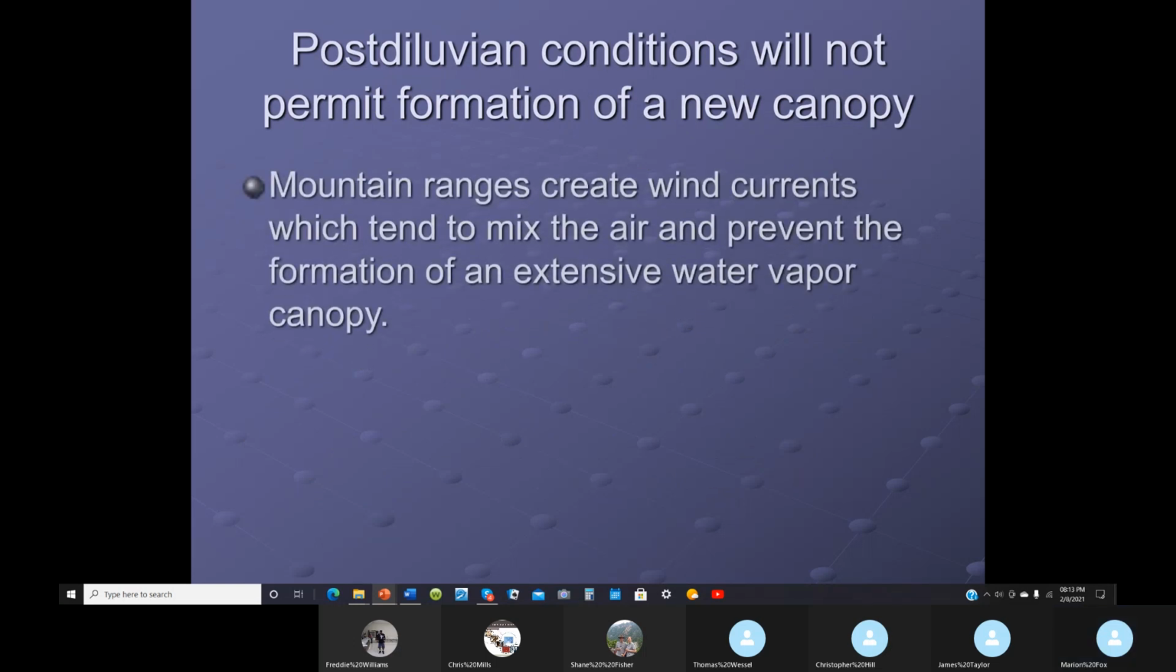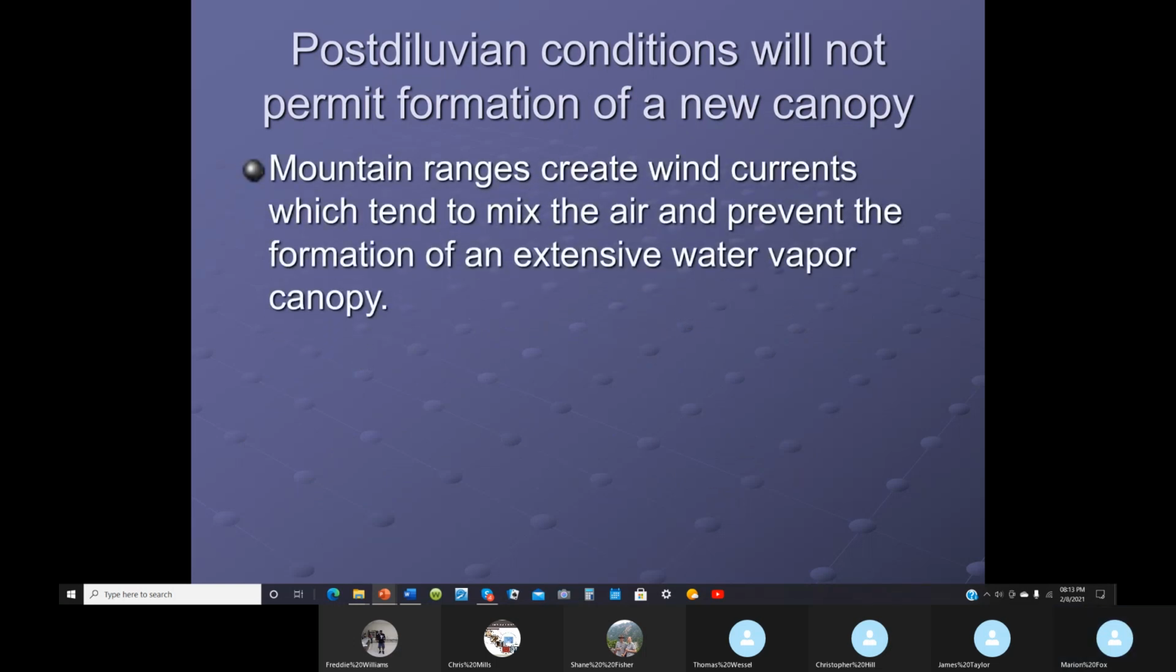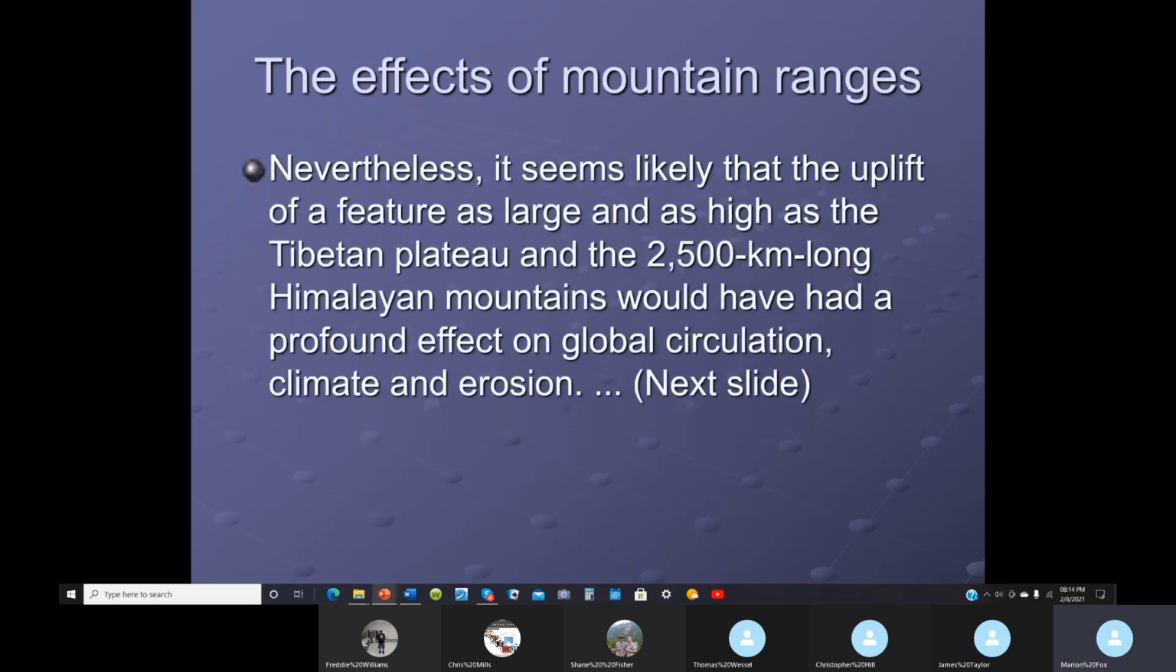All right. Mountain ranges create situations where wind currents would tend to mix the air and prevent the formation of an extensive water vapor canopy. In other words, we can't get this canopy again. It won't form again. That's what I'm trying to show now. Nevertheless, it seems likely that the uplift of a feature as large and as high as the Tibetan Plateau, in Tibet, and the 2,500 kilometer long Himalaya Mountains would have had a profound effect on global circulation, climate, and erosion, and so forth.